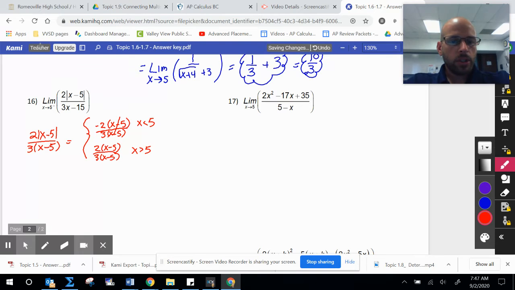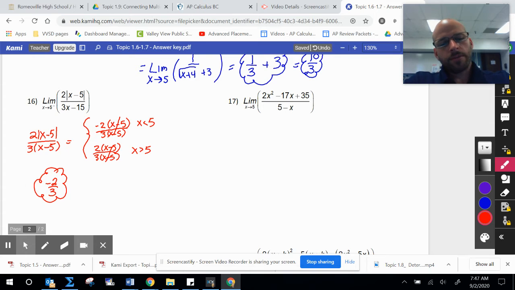Now, when you reduce these, you can see that to the left of 5 it is going to be negative 2/3, and to the right of 5 it is going to be positive 2/3. The original problem, number 16, is a left-sided limit. So my answer would be negative 2/3.